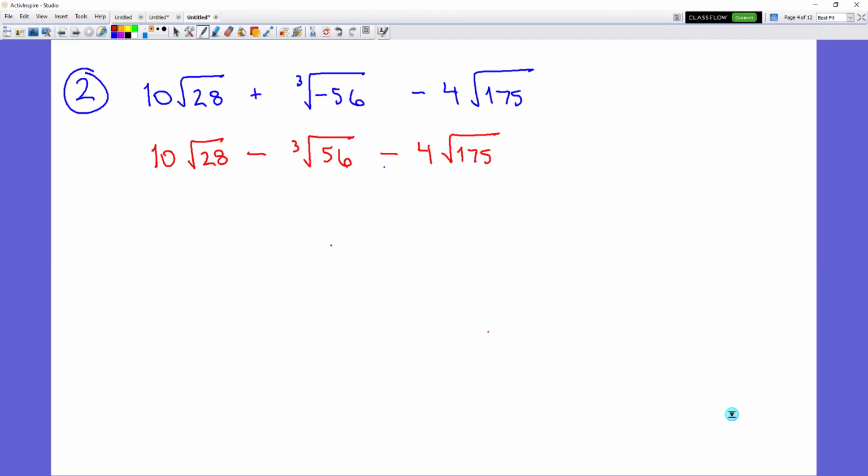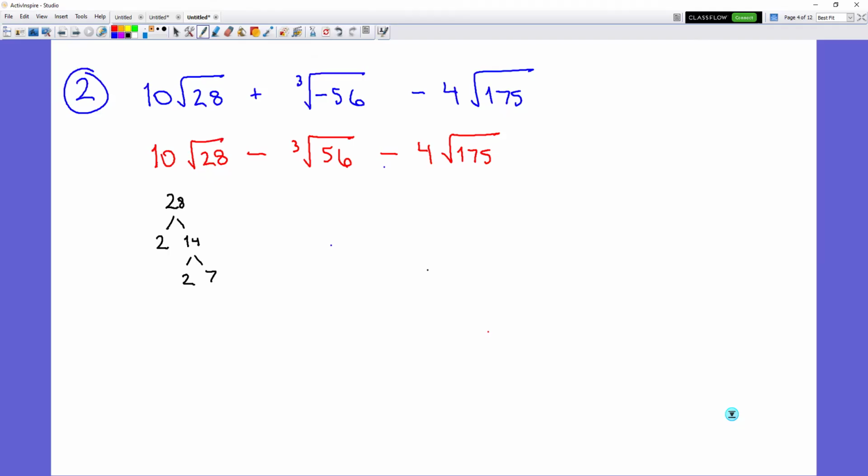So we'll start with the square root of 28. So what we'll do first is we'll just do a factor tree for 28. So let's see how we can do 28. We could do 2 times 14. We could do 2 times 7. Okay, and that's it.